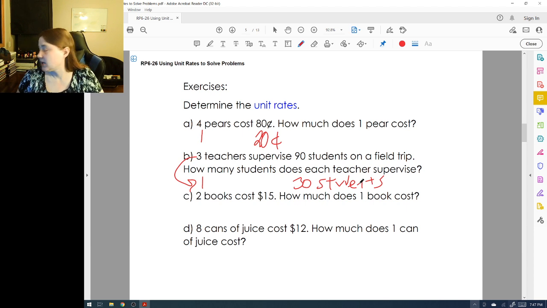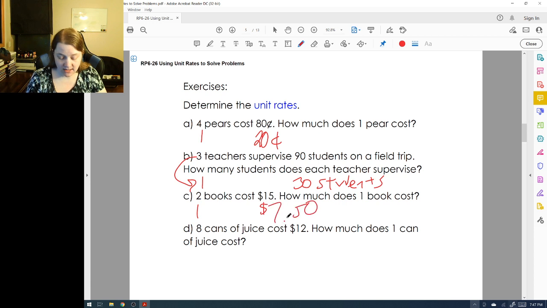2 books cost $15. How much does 1 book cost? Well, 2 to 1 is dividing by 2. 15 divided by 2 ends up being $7.50. 8 cans of juice cost $12. How much does 1 can of juice cost? Well, I can go from 8 to 1. I can just divide by 8.